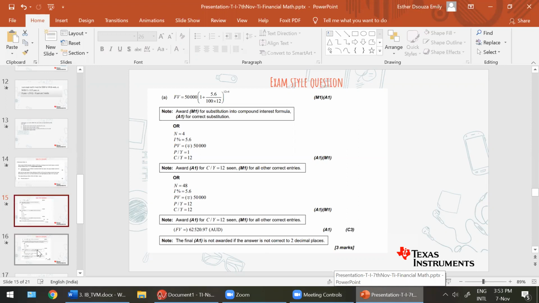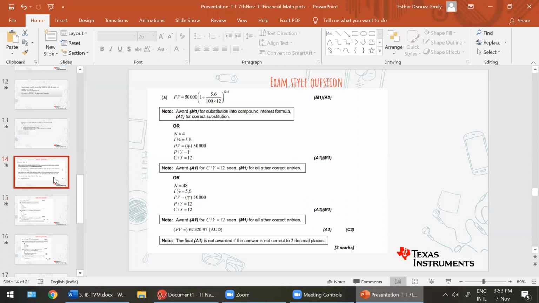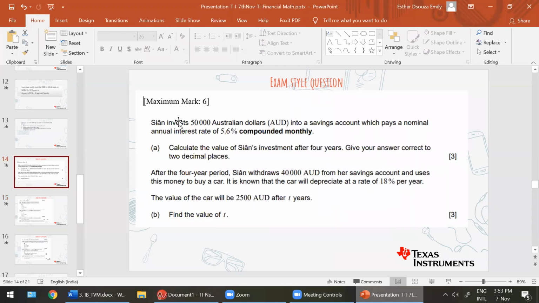Yes. Okay. Good. So next, as far as your present value, your principal value is concerned, go back to the question. She invests 50,000 Australian dollars. So she is investing. The cash flow is going away from her hands, from Sean's hands. So you need to put it as negative.